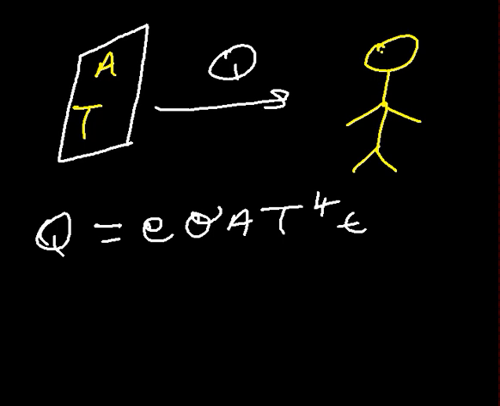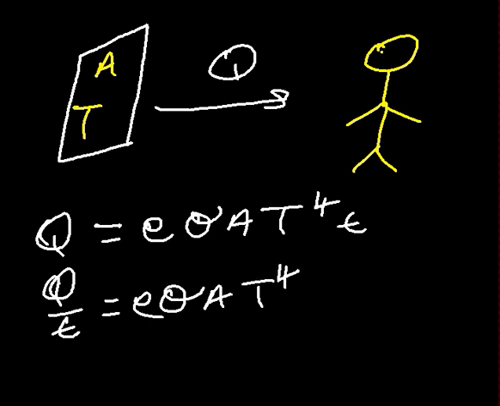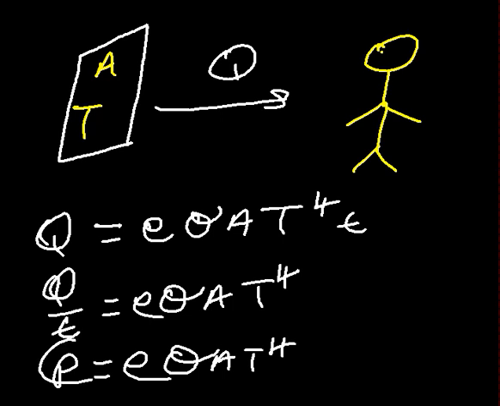If we express the heat transfer with respect to time, we have heat over time equals e times Boltzmann's constant times area times temperature to the power 4, which is the same as the power. So keep that in mind. The temperature has to be given in kelvins. Now, this is the formula for the rate of heat transfer, expressed in terms of power.